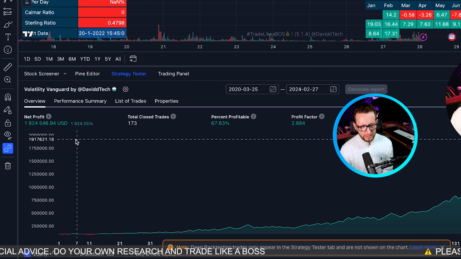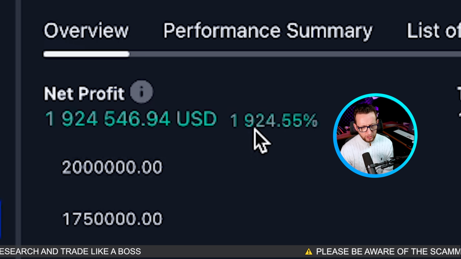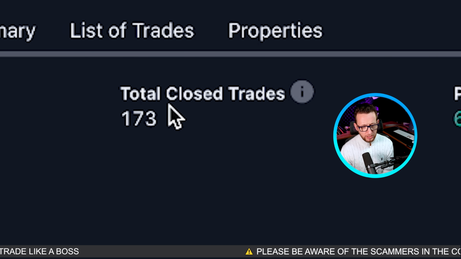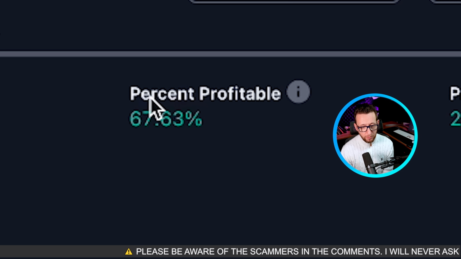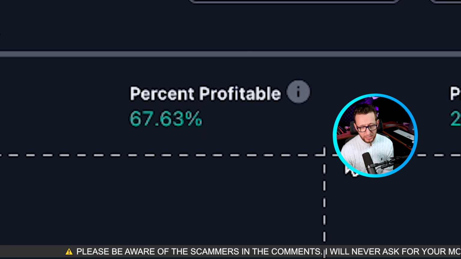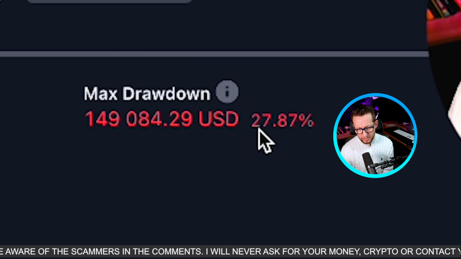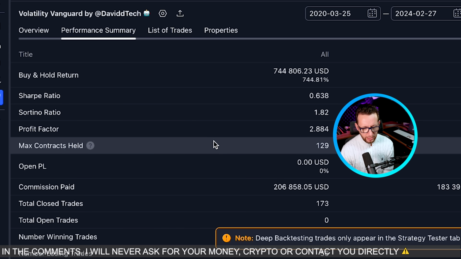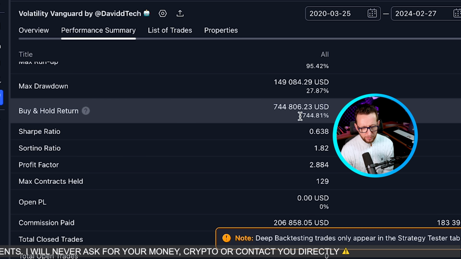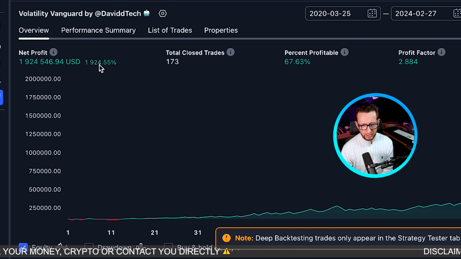Okay, and as you can see, the deep backtesting is even better. We have 1,924%, 173 closed trades, which is great, a slightly reduced win rate of 67%, a profit factor of 2.8, and our max drawdown hasn't gone up immensely. We are at 27%. The Sharpe ratio has held up pretty much, and if we go over to the buy and hold, we would have had 744% if we had invested in Bitcoin here, and we absolutely smashed that as well.